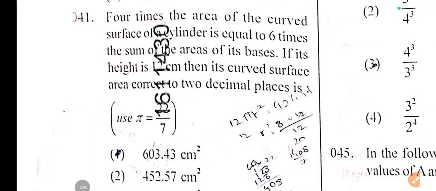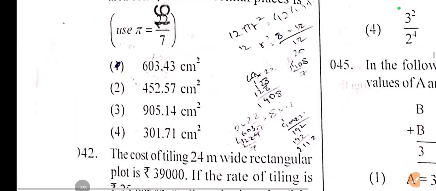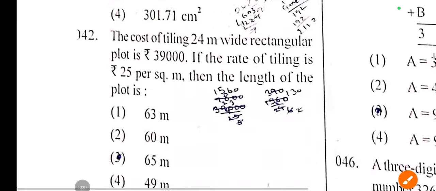41. 4 times the area of curved surface of cylinder is equal to 6 times the sum of areas of its bases. If its height is 12 cm, then its curved surface area correct to 2 decimal places is option 1, 603.43 centimeter square.